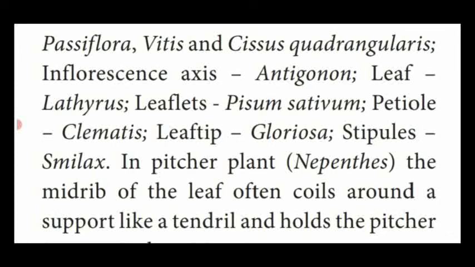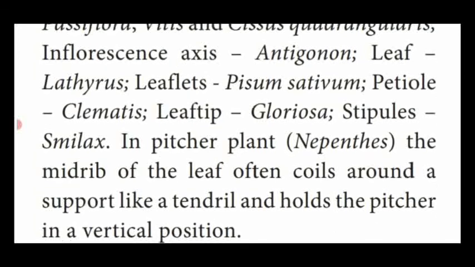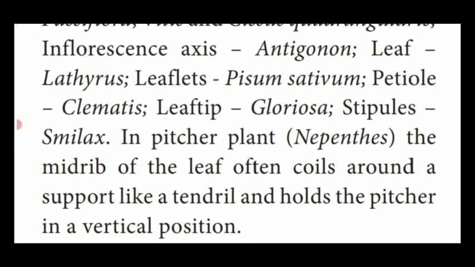The leaf tip of Gloriosa is modified into tendril. Stipules, that means at the base of a leaf stalk, that is petiole, paired appendages produced in the lateral position on either side of the petiole, are known as stipules. These stipules are modified into tendril in Smilax. In pitcher plant, Nepenthes, which you have studied in the lower class, the midrib of the leaf often coils around the support like a tendril and holds the pitcher in a vertical position.